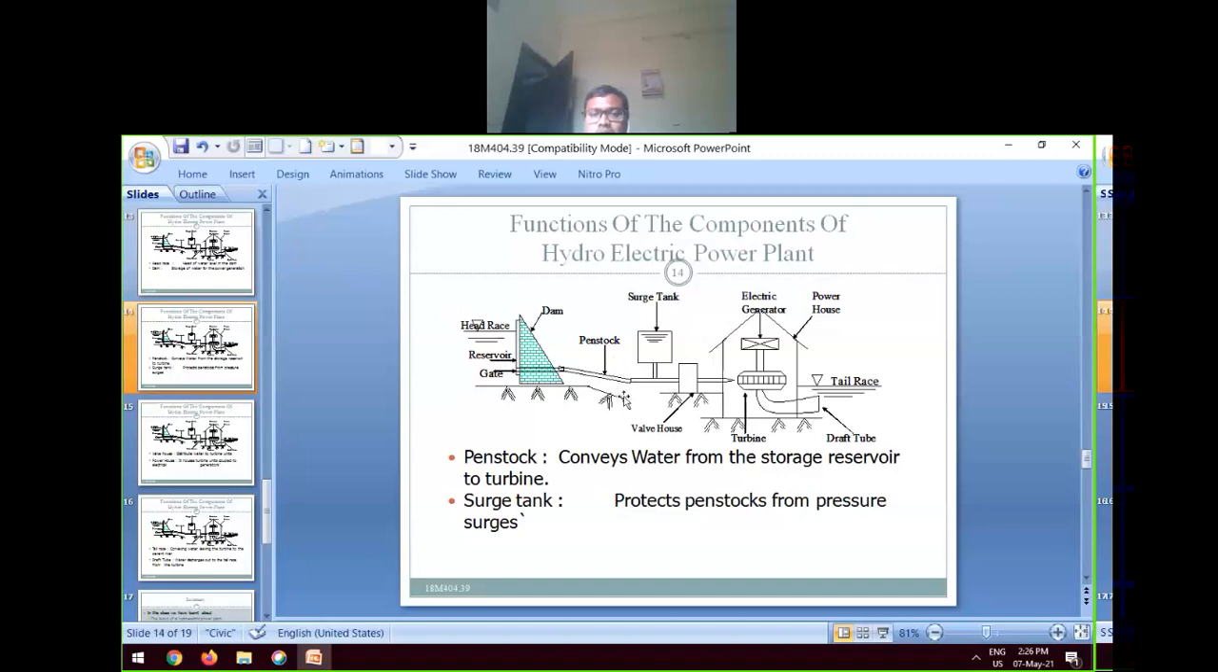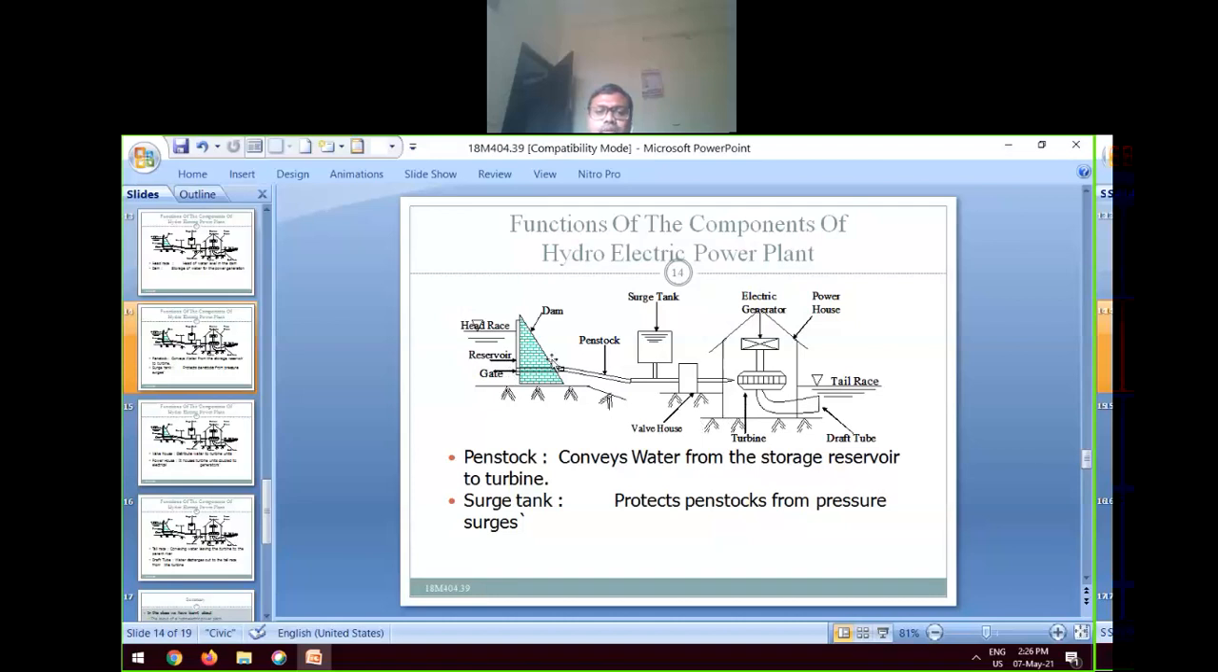Okay, it is a long-length pipe which conveys water from the storage reservoir to the turbine, right. Okay, the penstock is a pipeline which conveys the water from the reservoir to this turbine area. So before the penstock, we are using another point, that is called the gate. Okay, when the gate is open, then only water enters into the penstock and goes to the turbine. If the gate is closed, there is no water supply to the turbine, right.